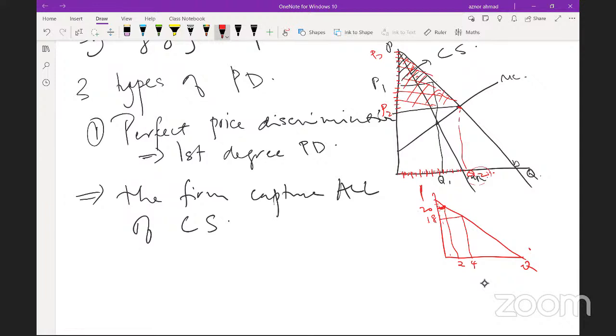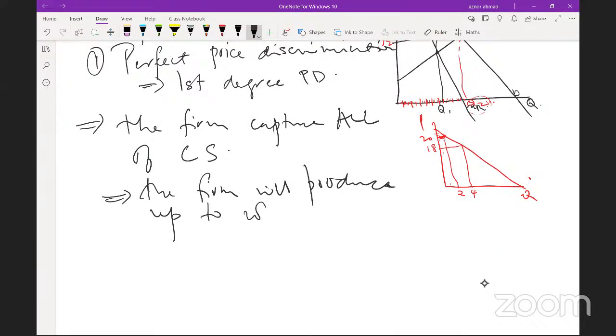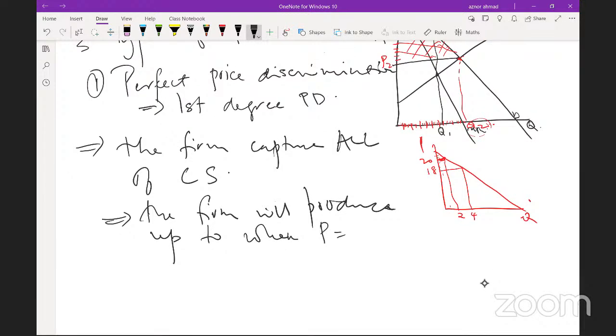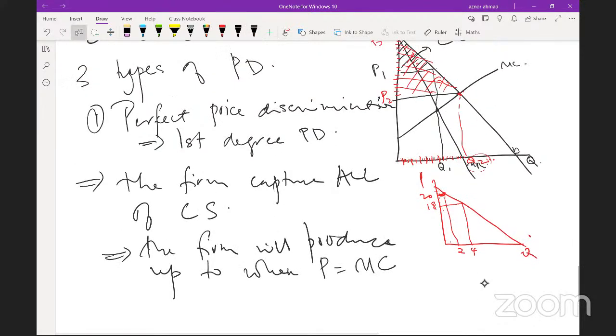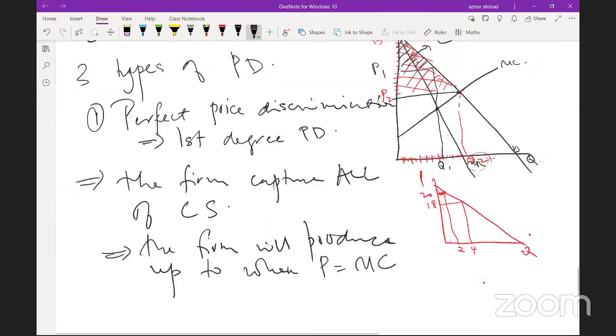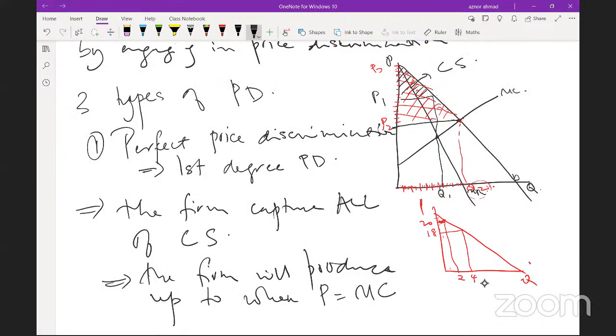But as you can see here, the best thing about the first degree price discrimination, or the perfect price discrimination, is that the firm will produce up to when the price is equivalent to marginal cost. You see here, they will charge up to here. So when they charge up to here, meaning not just one single price, but they charge every single price, a lot of prices here up to here. Okay, so that's what price discrimination means. They can charge every single different price for different quantity.